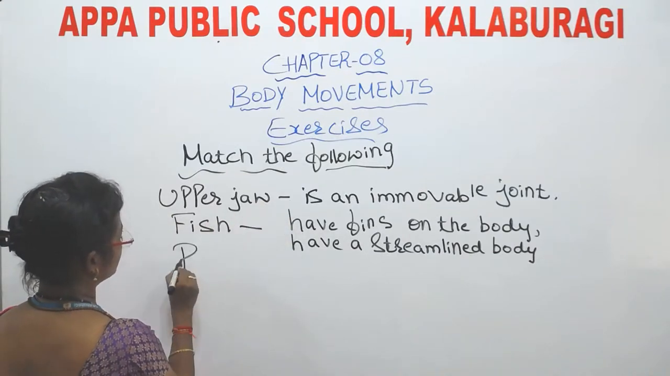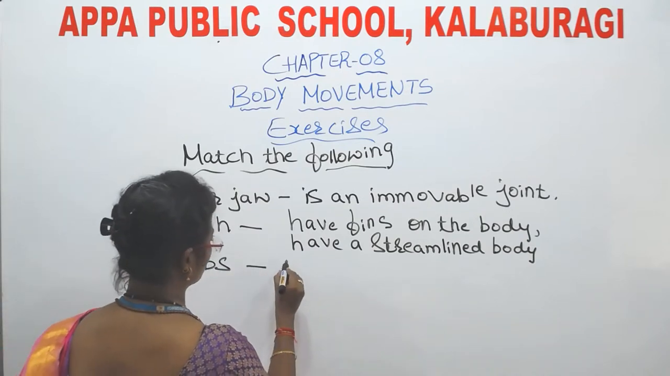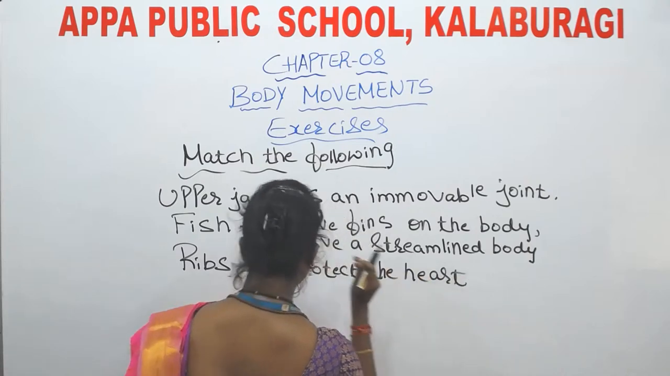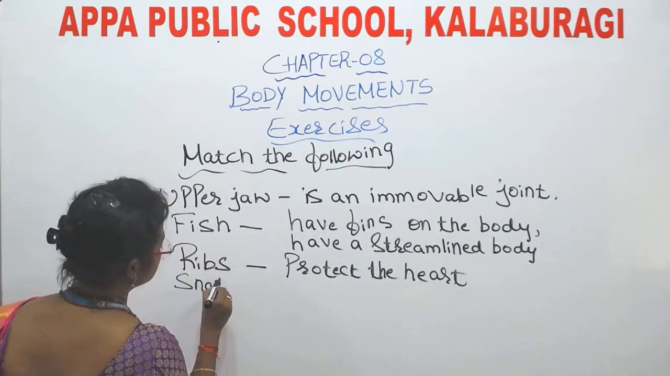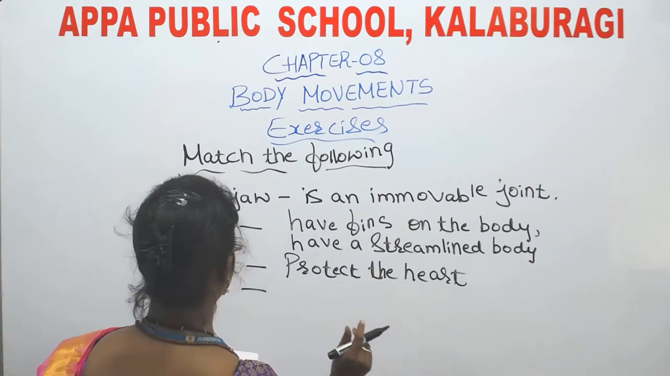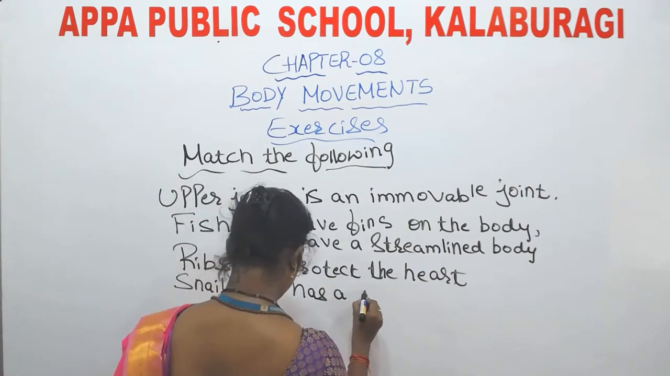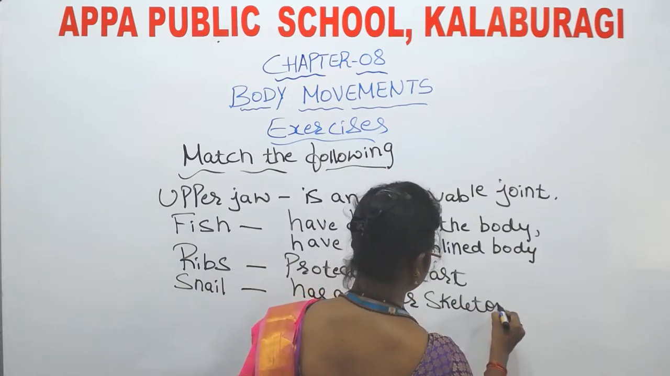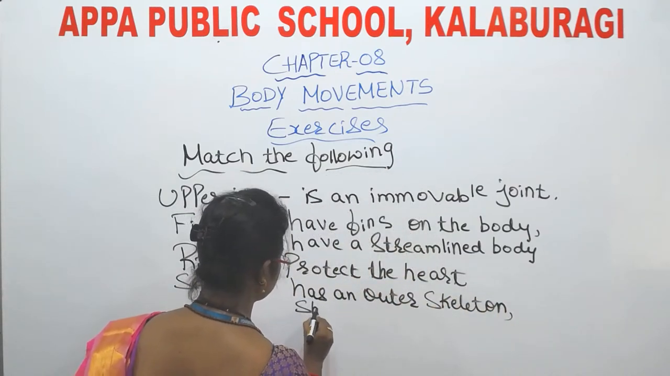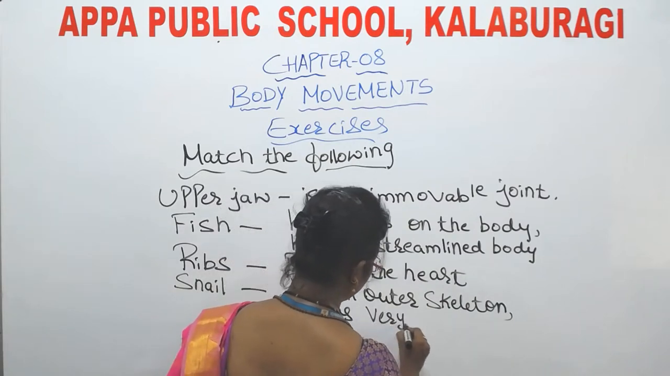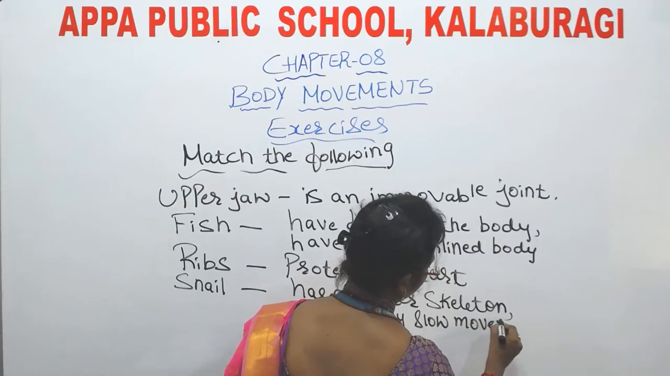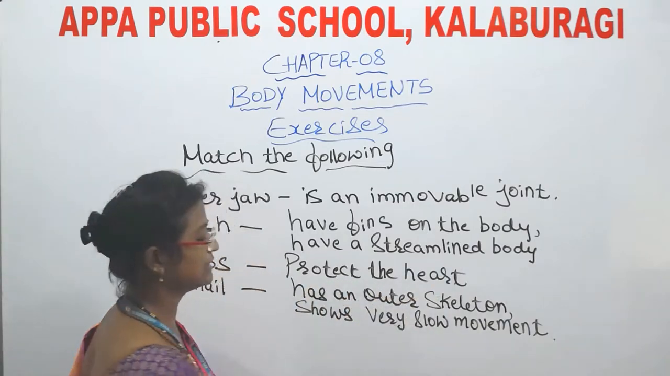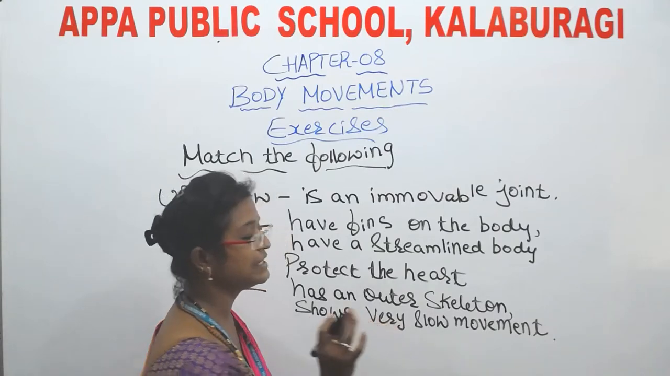So next is ribs. Match ribs to protect the heart, isn't it? The ribs will protect the heart. And next question is snake. Here also there are two statements: snake has an outer skeleton, and shows very slow movement. Isn't it? So the snake has an outer skeleton, and one more is that snake shows very slow movement.